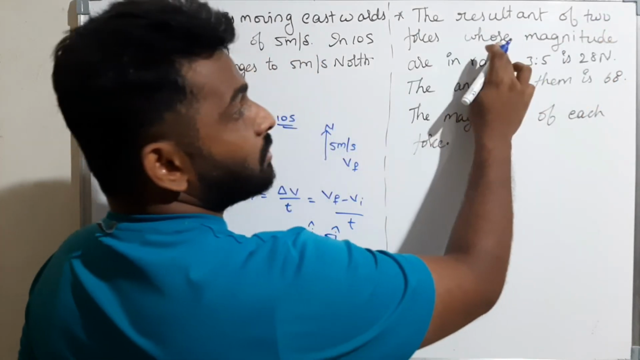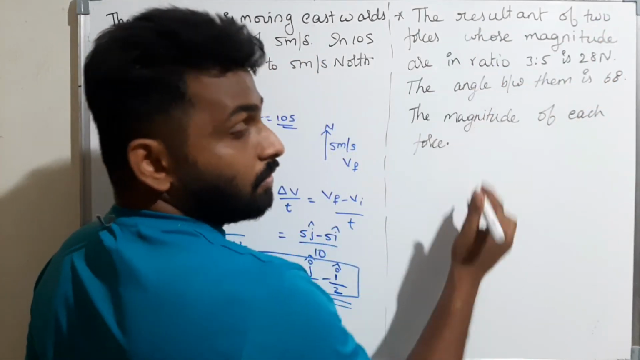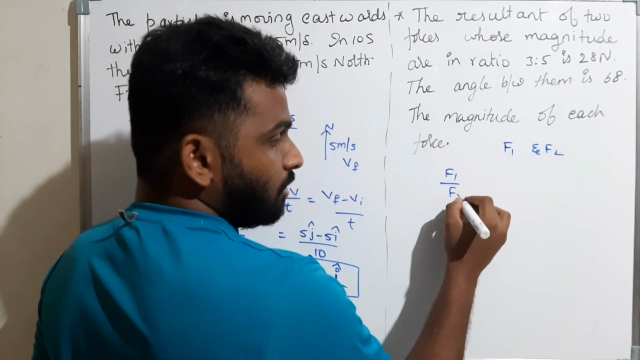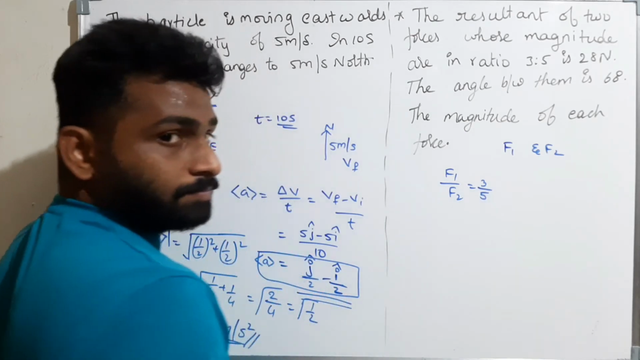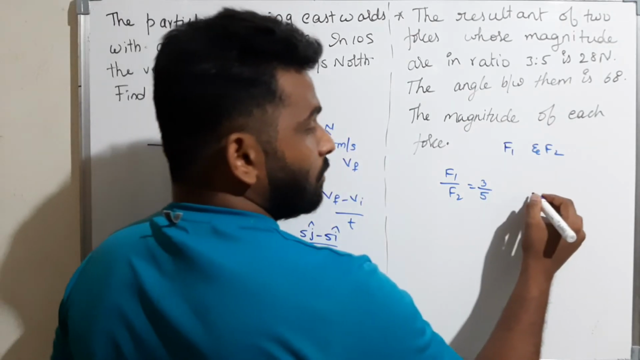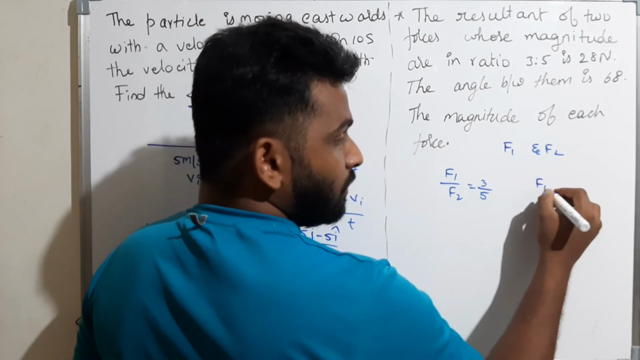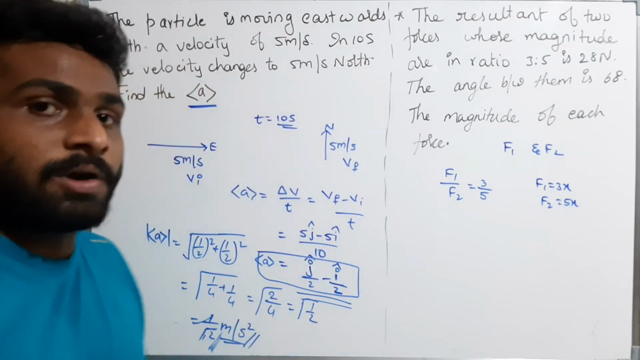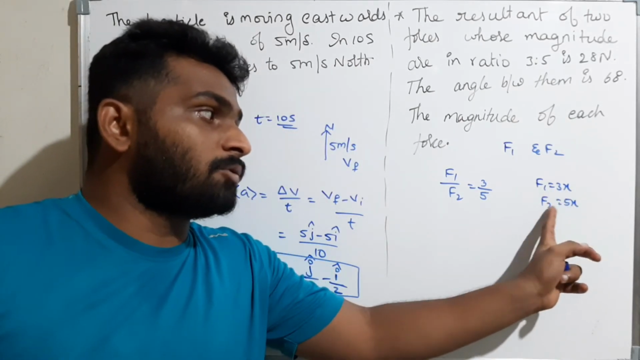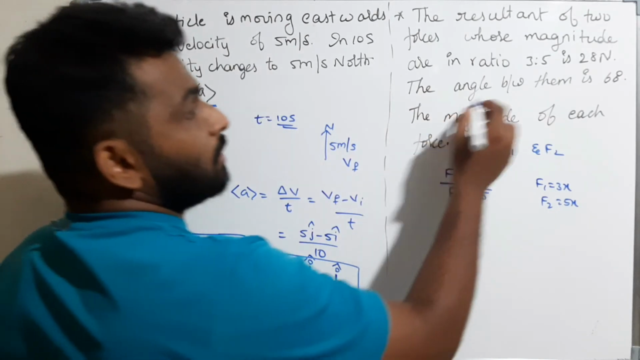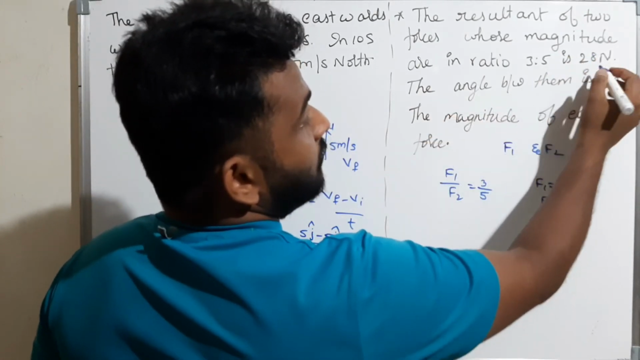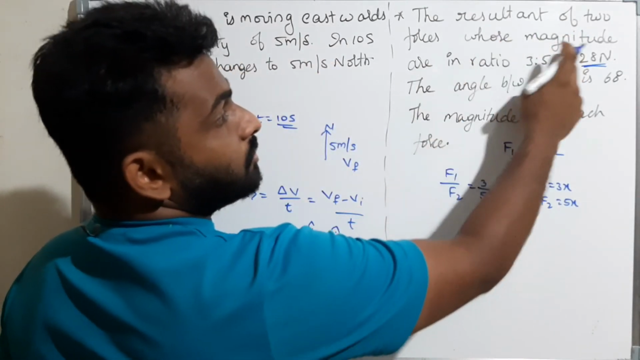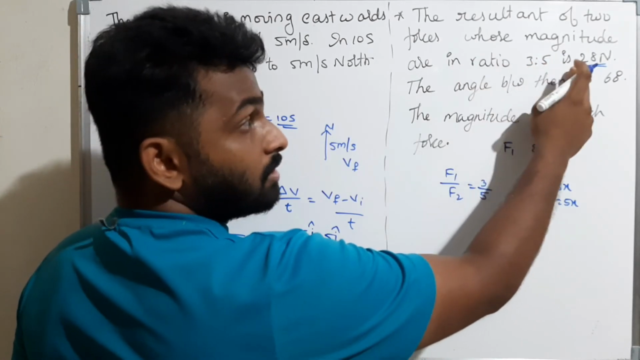The resultant of two forces whose magnitudes are in ratio 3:5. I am assuming two forces F1 and F2, and the ratio F1 by F2 is 3:5. Now I am assuming F1 as 3x and F2 as 5x. I don't know the value of x. And the resultant is 28 newtons.